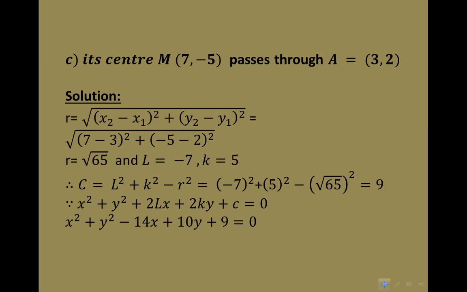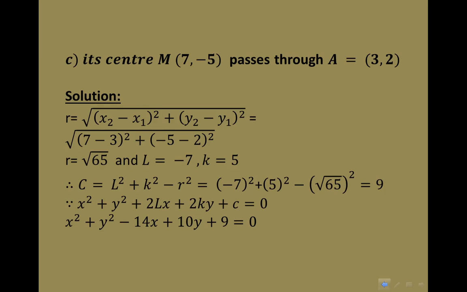Since M coordinates are 7 and negative 5, then L equals negative 7 and K equals positive 5. Take care, L equals negative 7 and K equals positive 5. C equals L squared plus K squared minus R squared, negative 7 squared plus 5 squared minus root 65 all raised to power 2. This value equals positive 9.